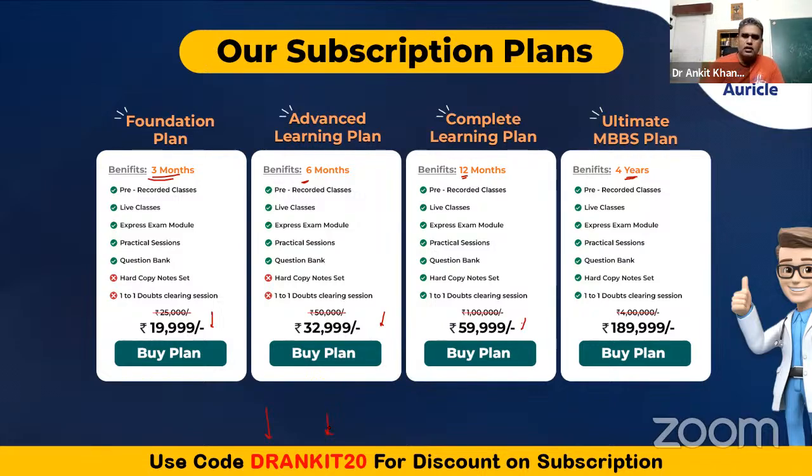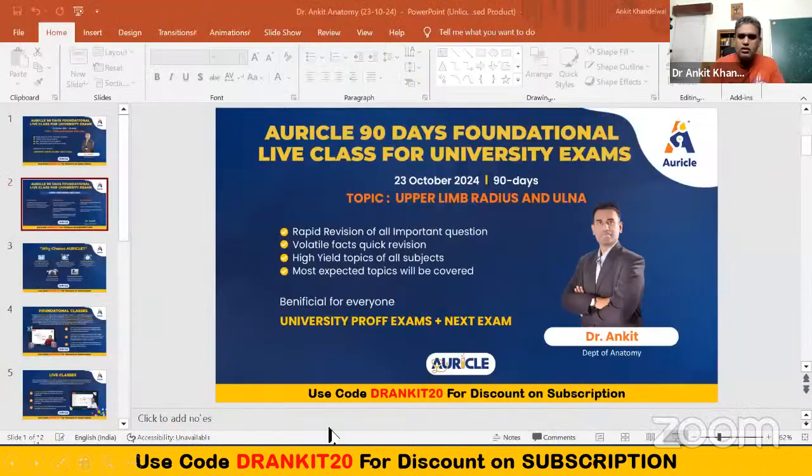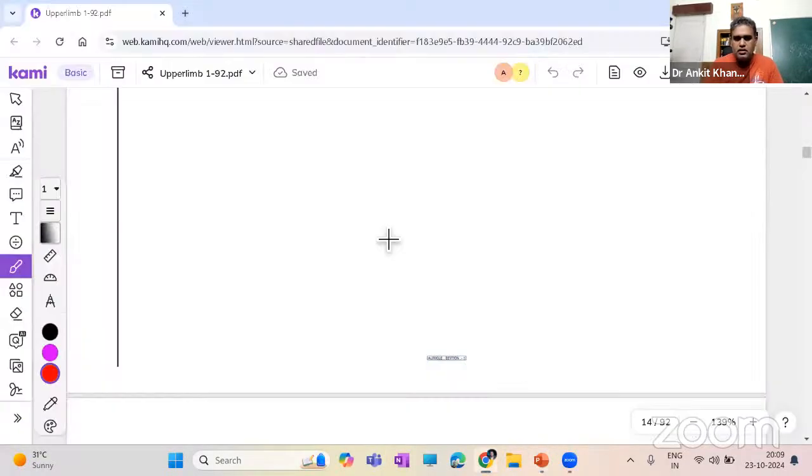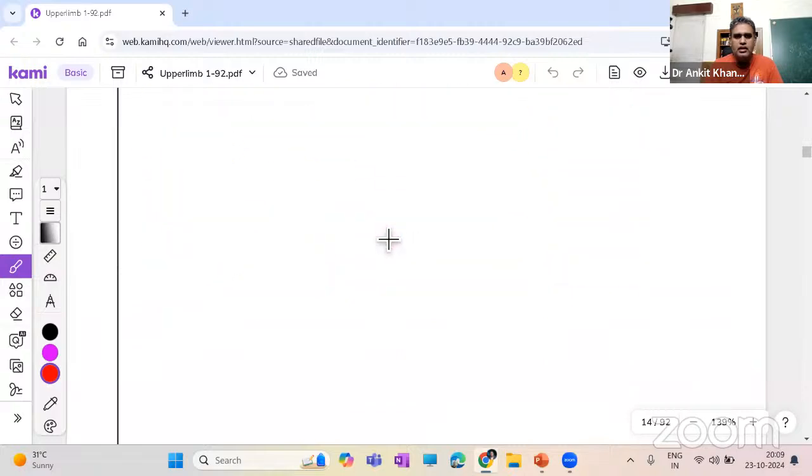Okay, so let us come back to our topic of discussion today, that is the two bones, radius and ulna. Let's move ahead and start with this particular topic. This was the previous session, where we discussed the humerus in detail, and that was the end of that part. In this session, we are going to start with the radius, and then we will come to the ulna.